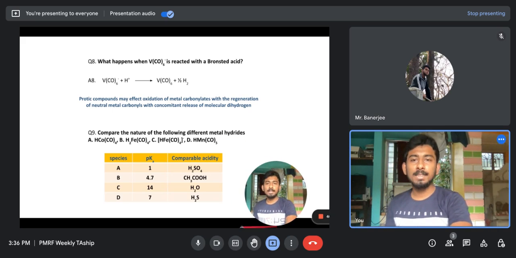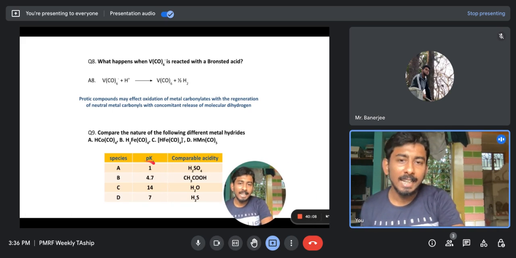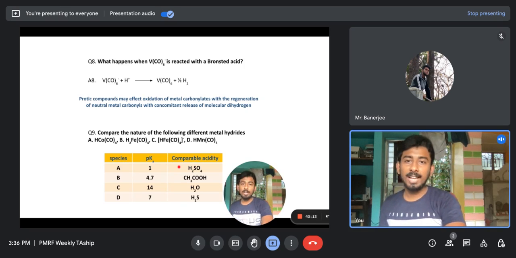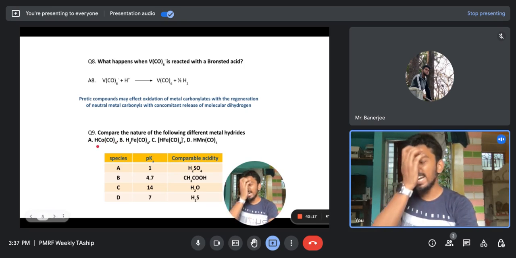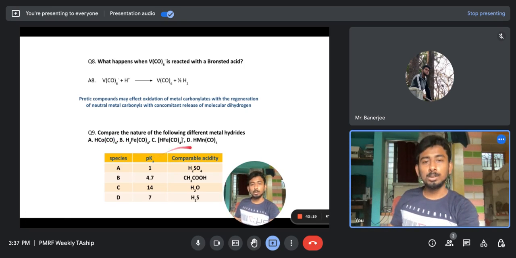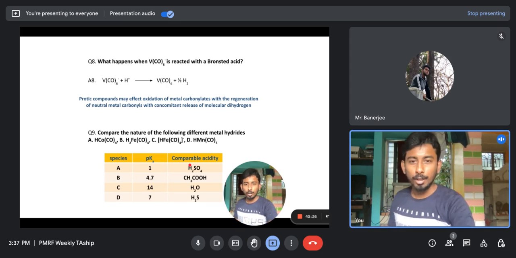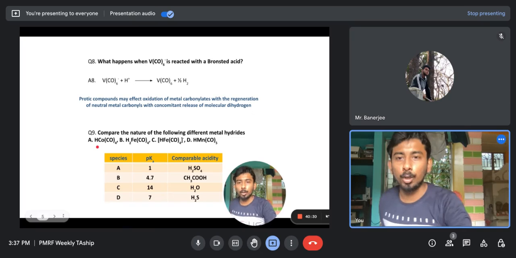So if we go to the species, this is A, which has a pKa in the range 1. So it has a comparable acidity with sulfuric acid even. So you see this is HCo(CO)4. It is a hydride but it is acting as a proton donor. You see the acidity is even comparable with one of the strongest inorganic acids, that is sulfuric acid, H2SO4. So you see the nature of this hydride is not that of a hydride but of a proton.